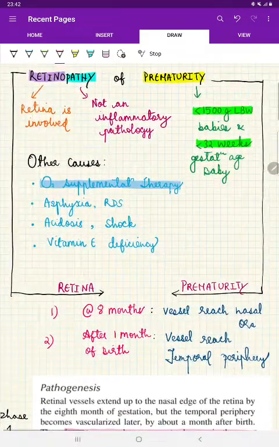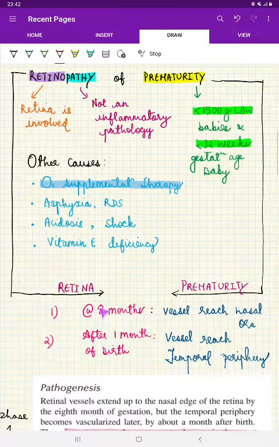How at all are the retina and prematurity related? Yes, it is related to embryology. By the 8th month, the vessels reach the nasal ora. That means the vasculature of the retina reaches the nasal ora. Ora means ora serrata, the most peripheral part of the retina. So the peripheral part of the retina receives blood on the nasal side by 8 months, whereas the temporal side receives it by 1 month after birth. Right? So this is normal.